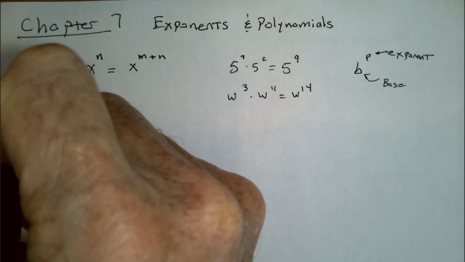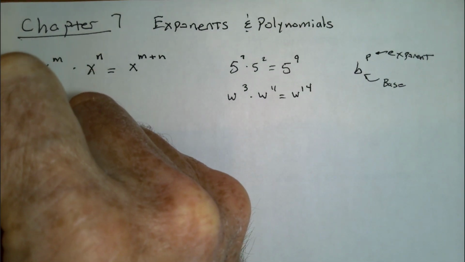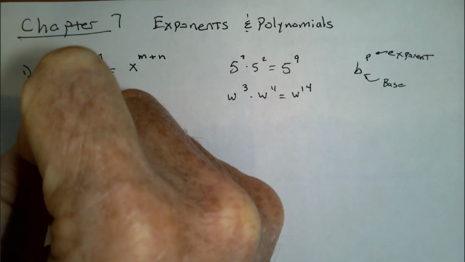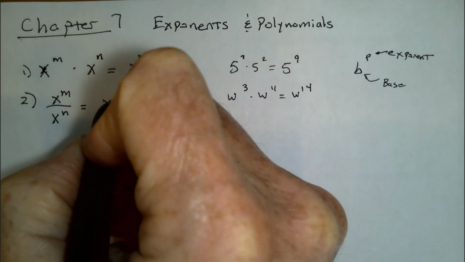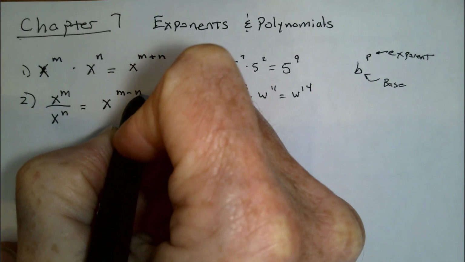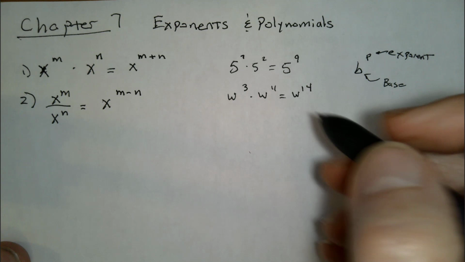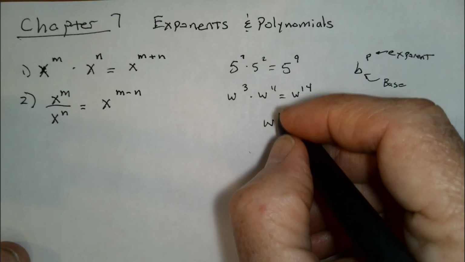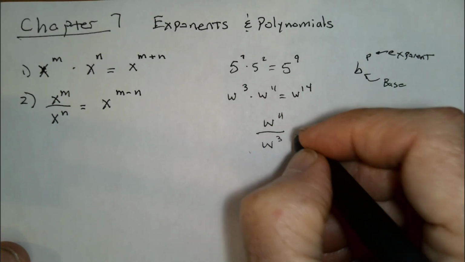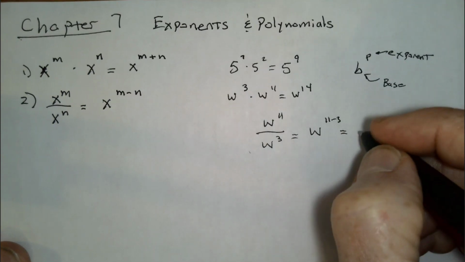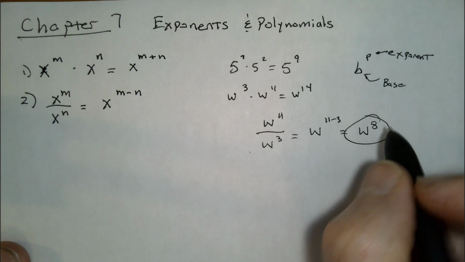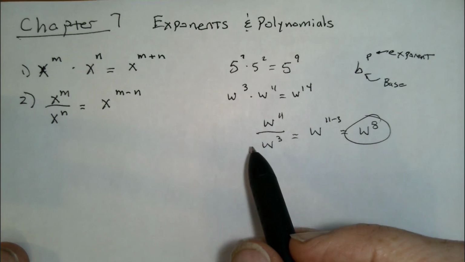Okay, now there is a similar law with division. x to the m over x to the n equals x to the m minus n. So if we instead had w to the 11 divided by w cubed, that would be w to the 11 minus 3, which equals w to the 8th power. So there's the simplified version of that fraction.